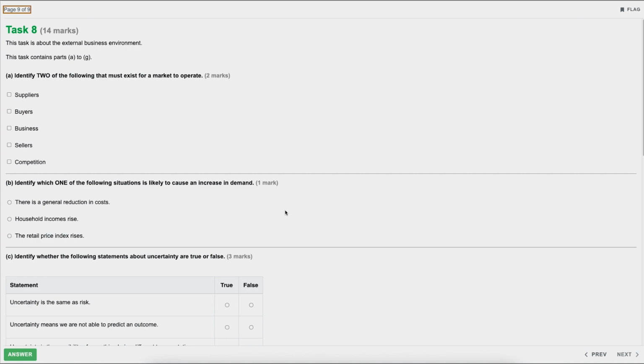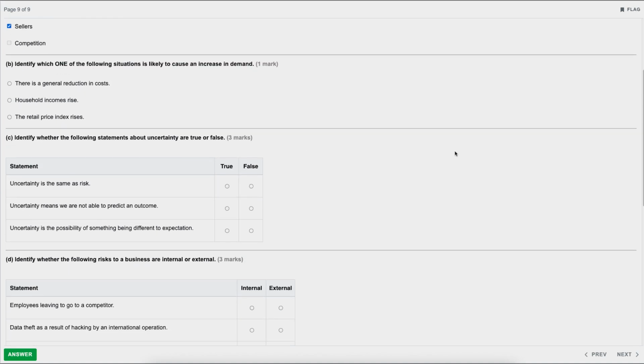Part A, identify 2 of the following that must exist for a market to operate. So we've got 5 options here. We've got suppliers, buyers, businesses, sellers, and competition. So there are 2 quite clear options here. In order for a market to operate, we need someone who's willing to buy the goods and someone who's willing to sell the goods. So it would quite simply be buyers and sellers. Okay, nice easy one to start with.